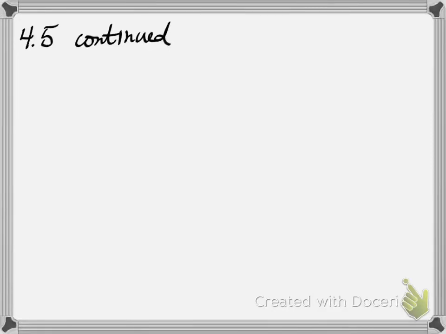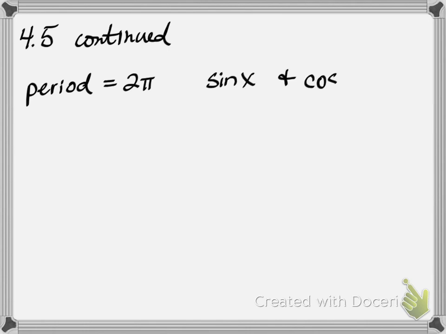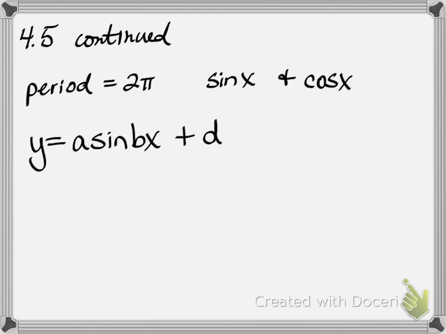Okay, so today we're going to talk about what would happen in the equation to affect the period of sine or cosine. So we know the period is 2 pi for sine x and cosine x. Well, the reason for that is because we're going to extend our formula now to y = a sine of bx + d.